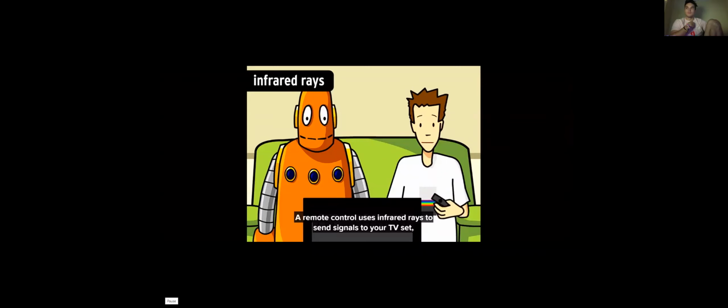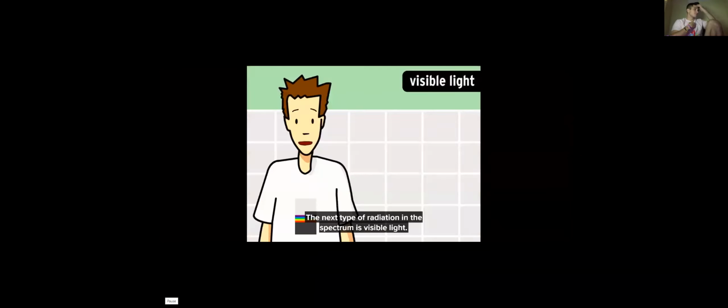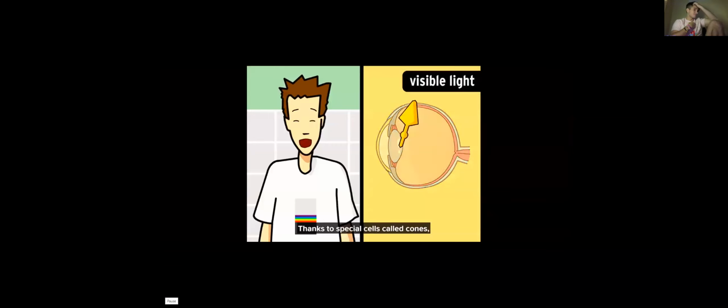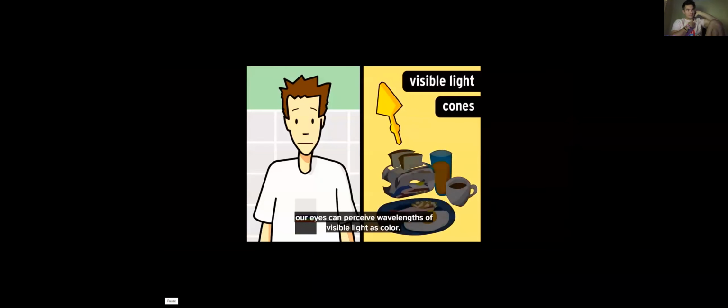A remote control uses infrared rays to send signals to your TV set, stereo, or DVD player. Infrared radiation can also be used to take special photographs called thermographs. The next type of radiation in the spectrum is visible light. Thanks to special cells called cones, our eyes can perceive wavelengths of visible light as color.